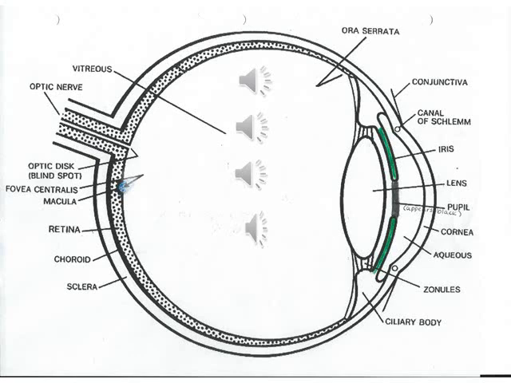The next structure is the lens. The lens is a flattened biconvex transparent structure located behind the pupil. It has a diameter of about 10 millimeters and a thickness of about 4 millimeters. It's the size of a Smartie candy. The lens is held in position by the zonules.